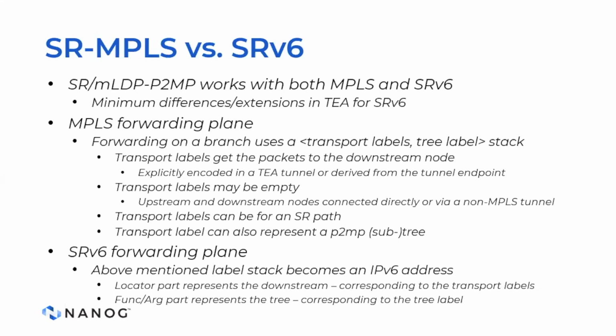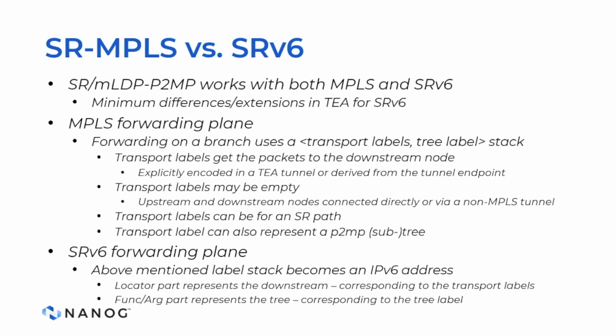The transport labels could also be empty. For example, the upstream and downstream nodes are connected directly. It could be also an SR path, or it could even be a label that represents a P2MP tree or subtree. That is just like the traditional MLDP over RSVP P2MP tunnel case.